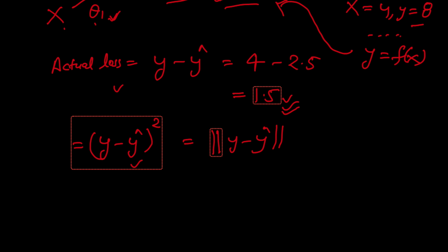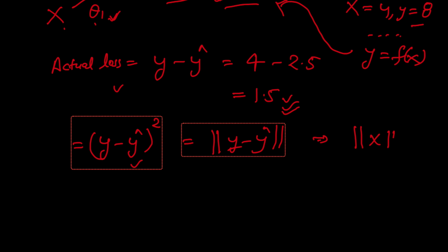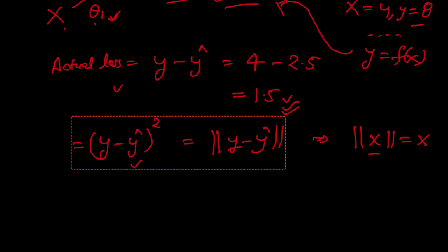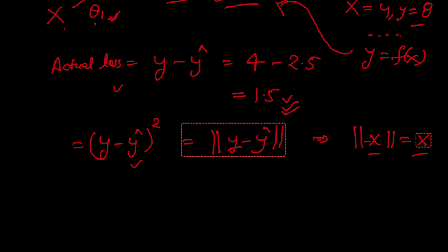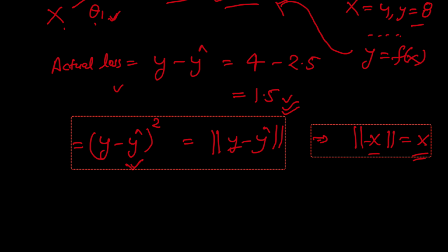What is the absolute value? It simply gives the positive sign. If it is x, then it's x, and if it is negative x, then it is also x. But right now we will simply go with this. Let's define the loss as simply this function.